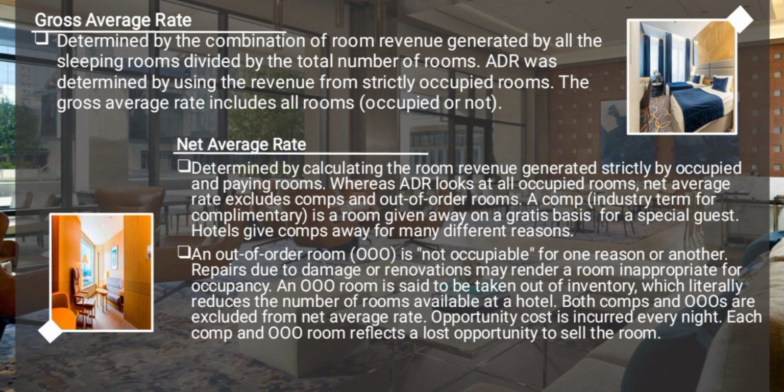The net average rate does not include the complimentary and the out of order rooms. Complimentary means the product or rooms given to the guests without any charge. And the other one, out of order, means that the room is not for sale, or the room is being repaired or renovated. So in the net average rate, the two are not included.